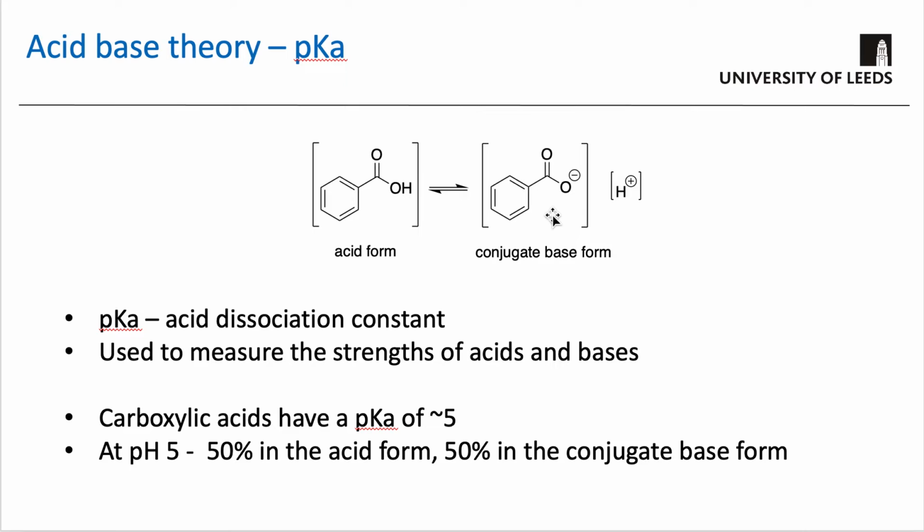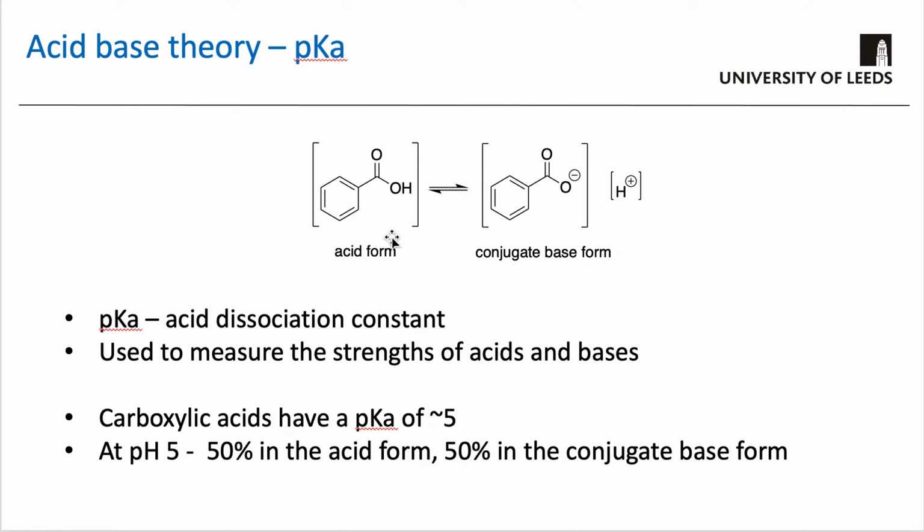Now this process is an equilibrium process. It's reversible. You can protonate or deprotonate a carboxylic acid readily. But at a certain pH, you will get an equal amount of both the acid form and the conjugate base form of this carboxylic acid, and that's down to the strength and the stability of this conjugate base form. So the more stable a negative ion is, the more readily it gives up its H+, and that means that you've got a more acidic functional group.